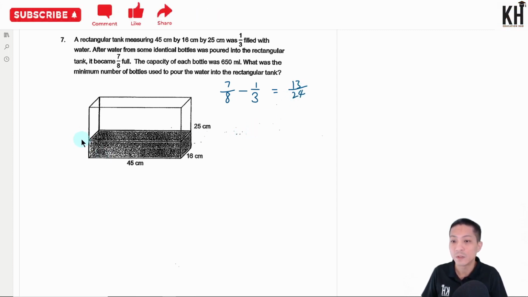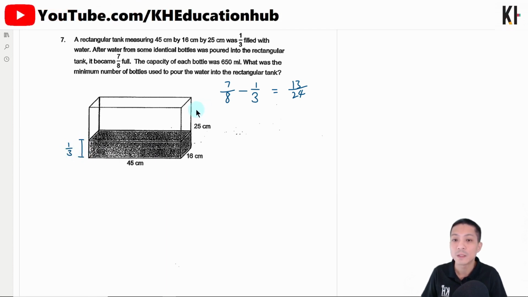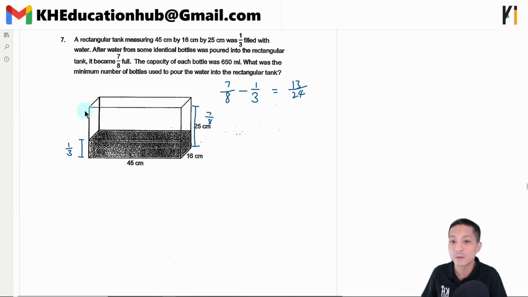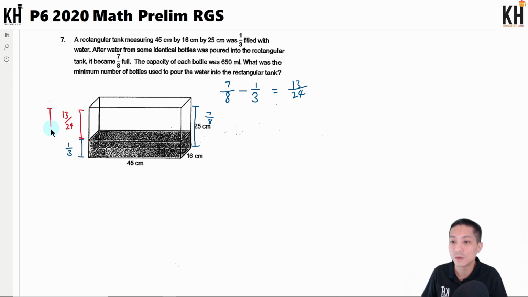Okay, if you're confused, then you can refer to the diagram here. This is 1/3, and then after that it will become 7/8 full, right? Which means that the fraction that I found is here to here, which is 13 out of 24. Okay, so here to here is the 7 out of 8.